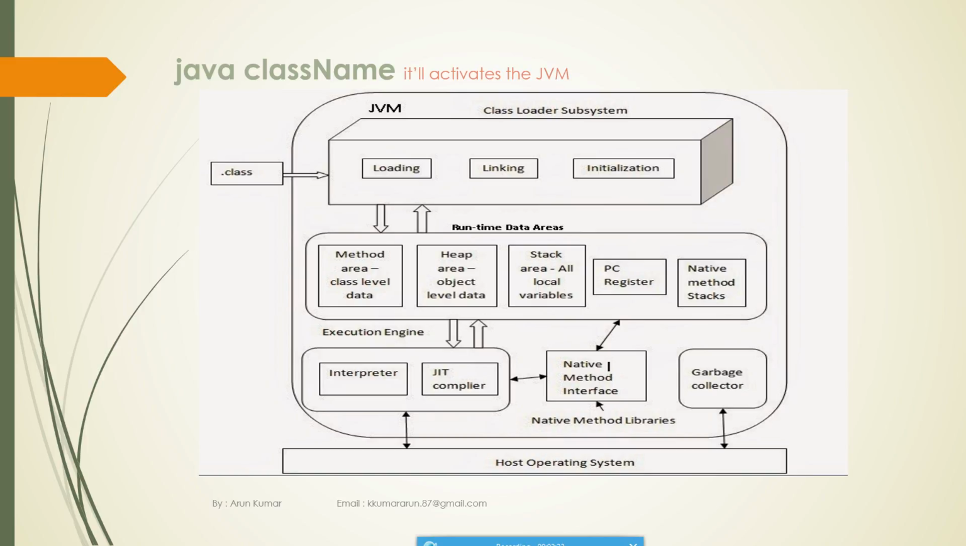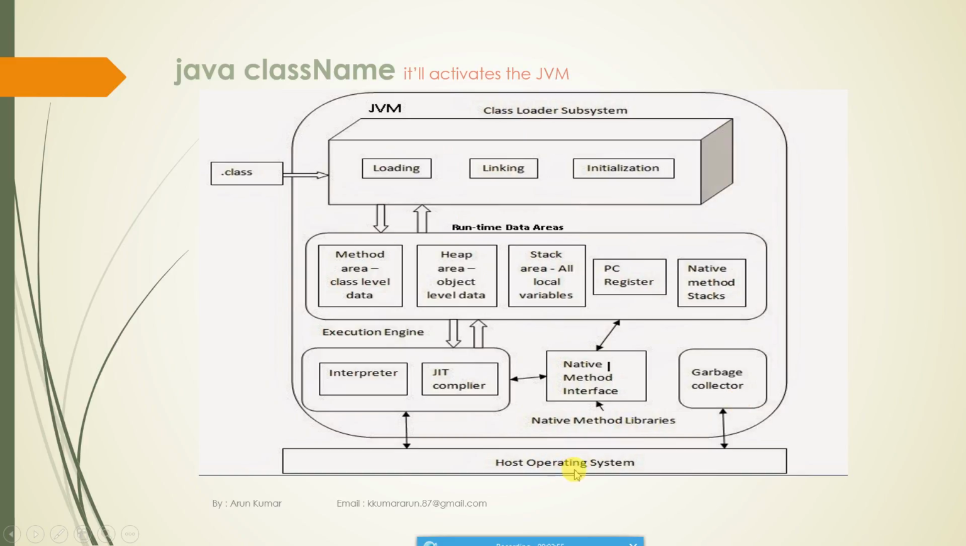Now, what is the architecture of the JVM? You can see that we have the loading part, the class loader subsystem. We have loading part, linking part, initialization part, and runtime data areas: method area, heap area, stack area, PC register, native method stack, and the execution engine, interpreter, and JIT. Native method interfaces, garbage collector, and your host operating system.